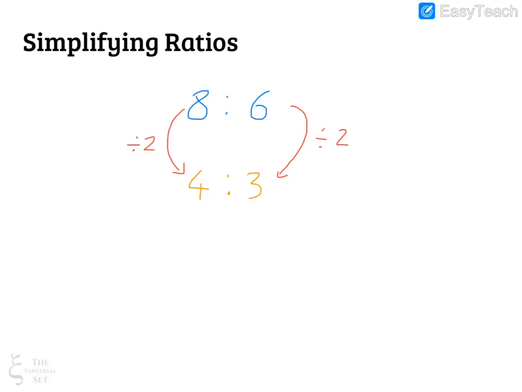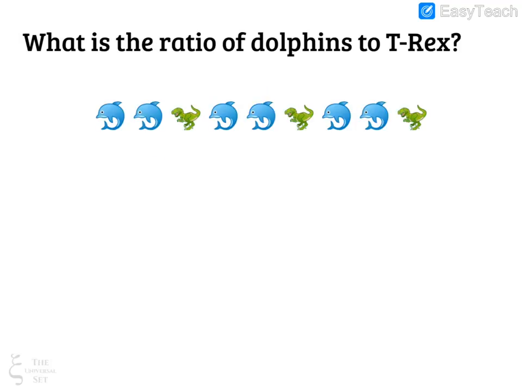Okay, so let's have a look at doing some of these questions where we have to do a bit of simplifying as well. So for example, question here says, what is the ratio of dolphins to T-Rex? Now the word dolphin is coming first here, so we've got 1, 2, 3, 4, 5, 6 dolphins. 6 is going to come first. The number of T-Rex is going to come second. I've got 1, 2, 3 of those. I've got 3 T-Rexes, but look at this.